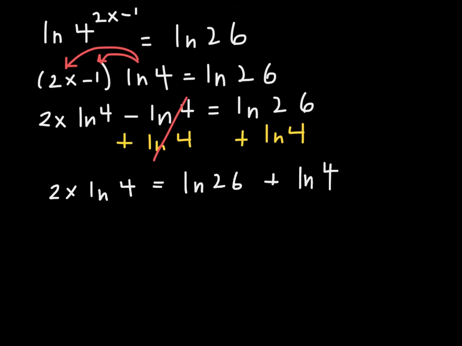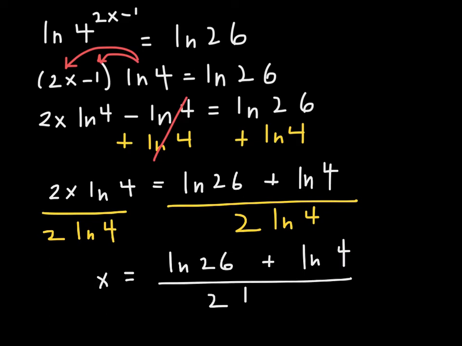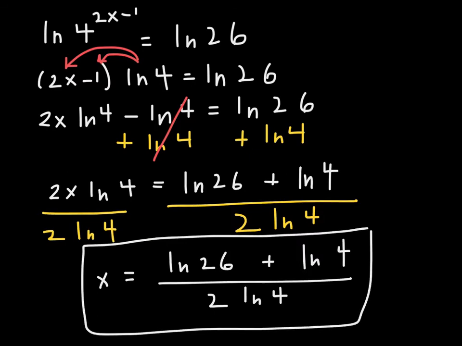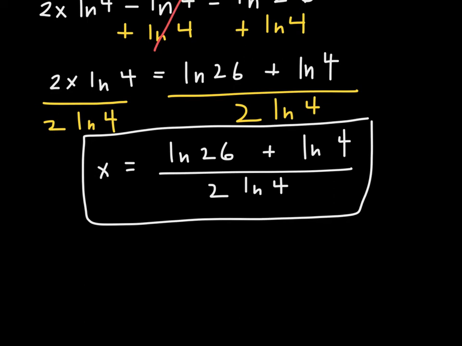And then just divide both sides by 2 natural log of 4, basically everything except the variable, 2 times the natural log of 4. Okay, so your final answer in an exact form is the natural log of 26 plus the natural log of 4, and then all of that over 2 times the natural log of 4. Good job. I'm going to scroll down and give you the approximation now.